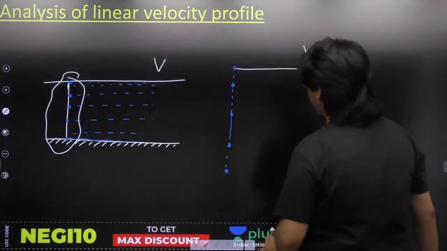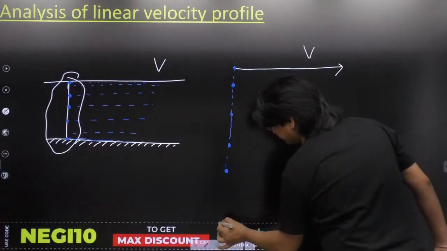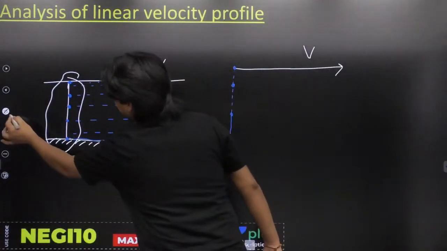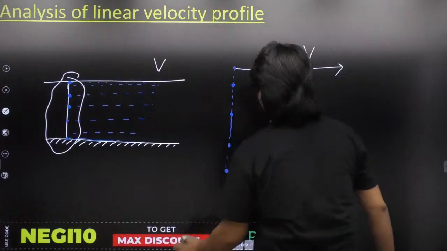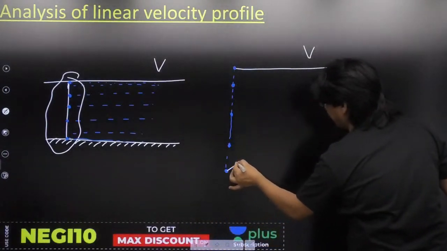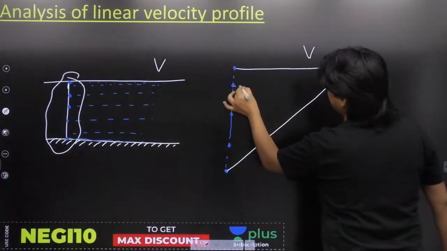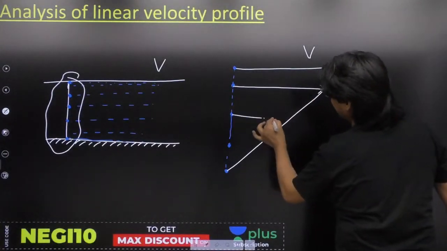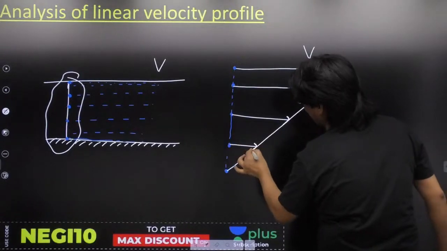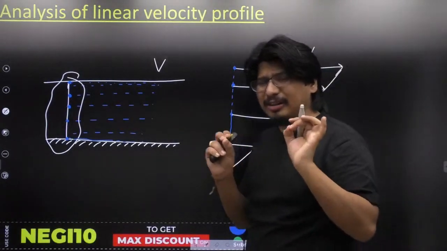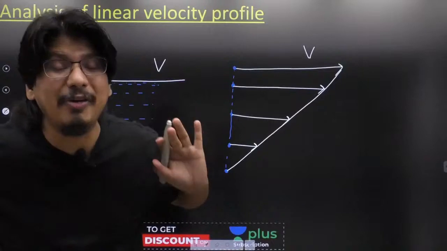So 100% if I'm assuming the velocity is increasing from 0 to V linearly. If it is increasing linearly, I will say I am having the linear velocity profile. And for this linear velocity profile, what did we discuss?